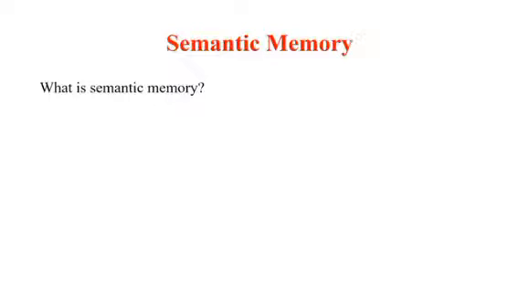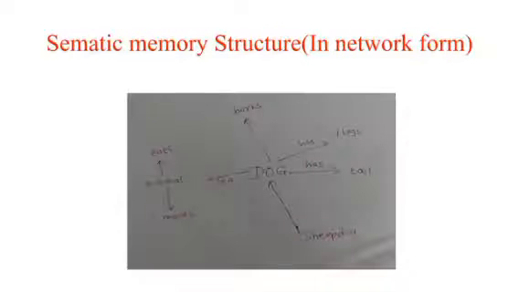Also there are other things in semantic memory to discuss. So let us see that semantic memory has one type of structure. In the semantic memory structure, one form is the network form. Let us see in the figure. Suppose it is in the network form, then it will look like this.